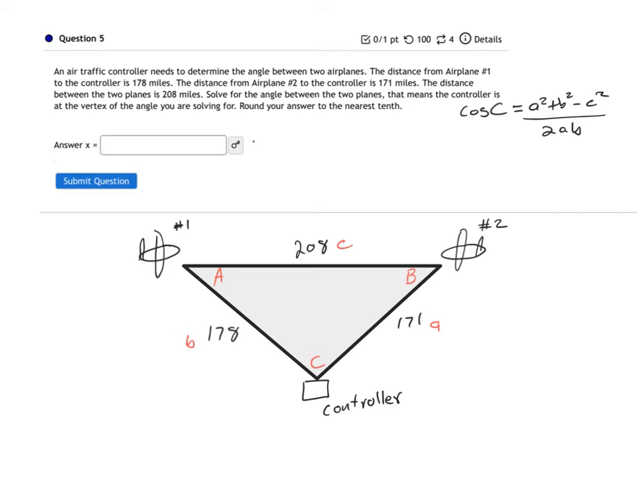That means the controller is at the vertex of the angle you are solving for. Round your answer to the nearest tenth. So in the diagram I have drawn below, we're trying to find angle C. In this case, we're going to need to use the law of cosines.